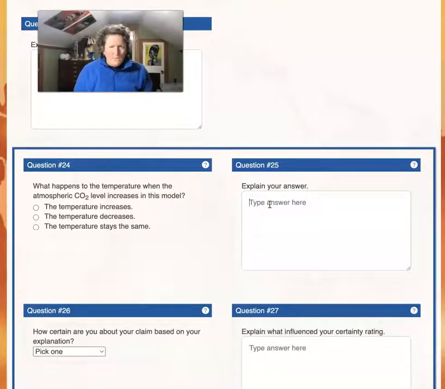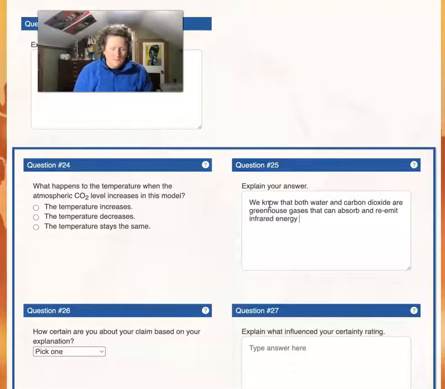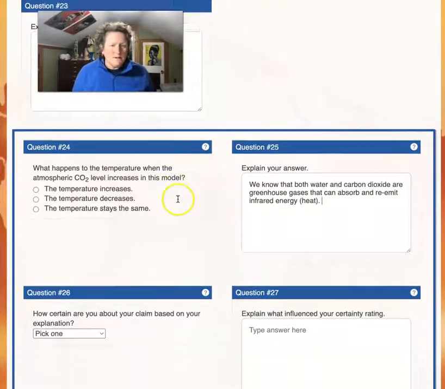So we know that both water and carbon dioxide are greenhouse gases that can absorb and re-emit infrared energy or heat. And so they keep the planet warmer. They make the blanket just a little bit thicker around planet Earth.